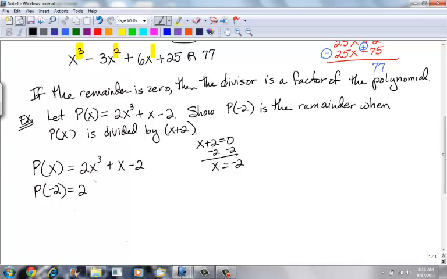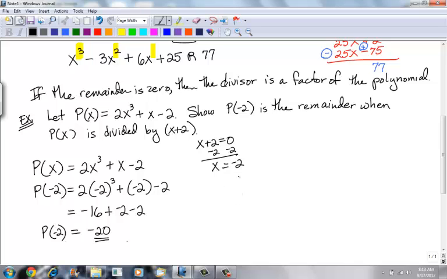So then if we sub in, everywhere we see an x, we're going to sub in a negative 2 and simplify it. Remember, on order of operations, you've got to do the exponents first. A negative 2 cubed means negative 2 times negative 2 times negative 2. That would be negative 8. Negative 8 times 2 would be a negative 16, plus a negative 2 minus 2. So we should end up with a negative 20 for p of negative 2. Do you agree with that?